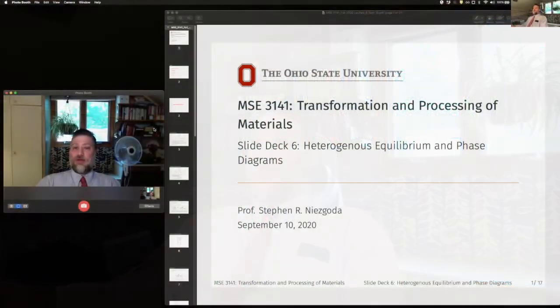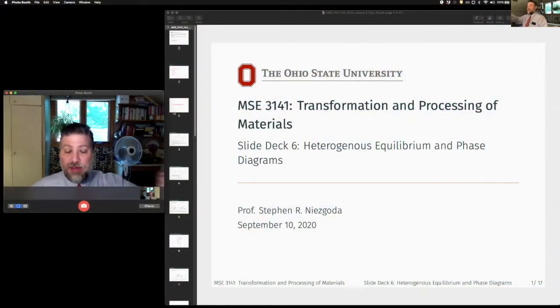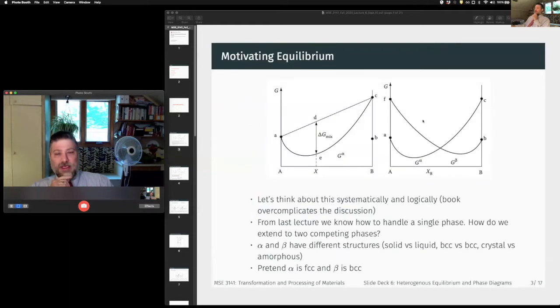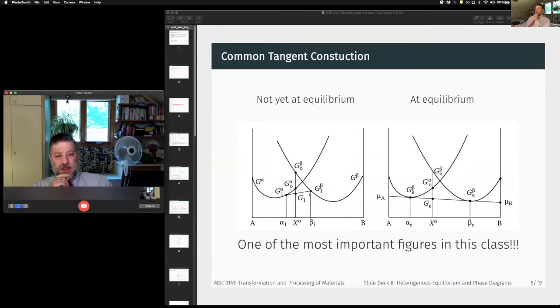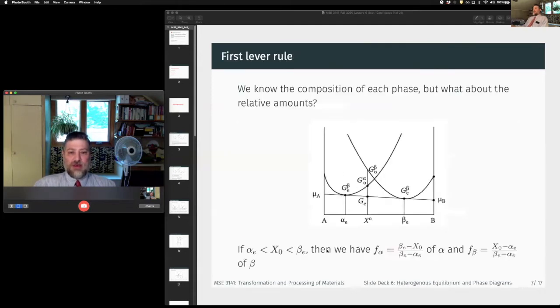Hey everybody, welcome to another week in paradise, otherwise known as quarantine. So on Friday we went through some really important stuff with heterogeneous equilibrium. We hit the common tangent construction, right? And I really tried to stress how important this concept is and how useful of a concept it is. And we will continue to see this over and over and over again throughout this semester.